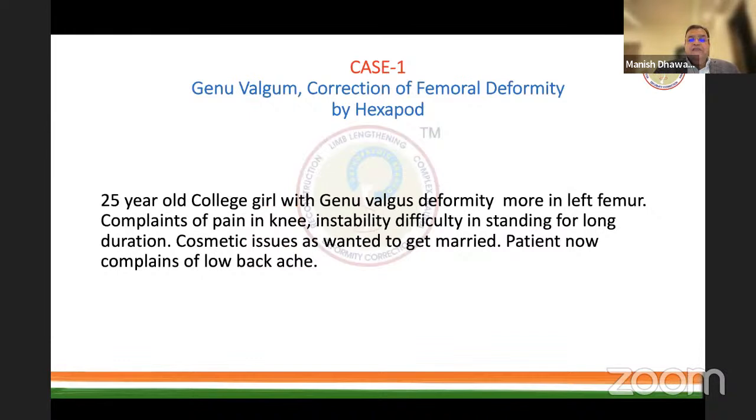Case one, hexapod, is genu valgum. This is one of my second cases, very long back. This is a 25-year-old girl with genu valgum deformity, on both sides but more in the left femur, with complaints of knee pain, instability, and difficulty standing for long durations. She had cosmetic issues also because she was going to get married, and had started developing low backache. This was when I was in my learning phase, so these are my very early cases.